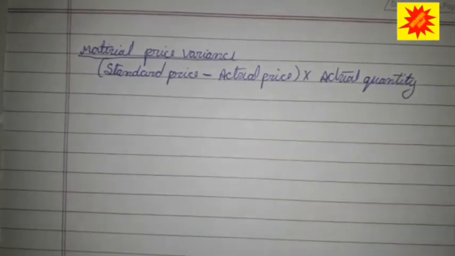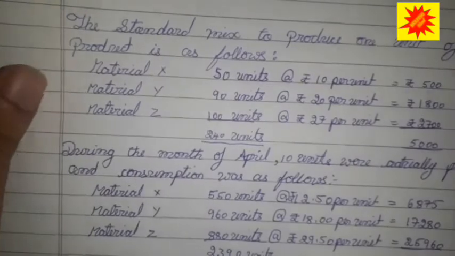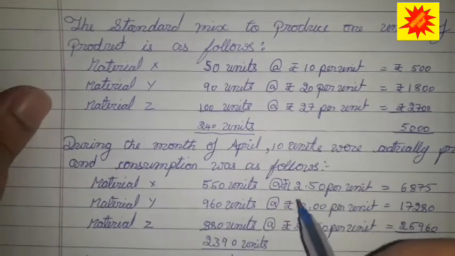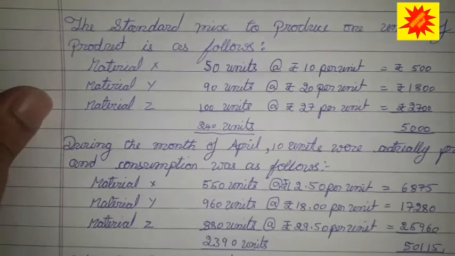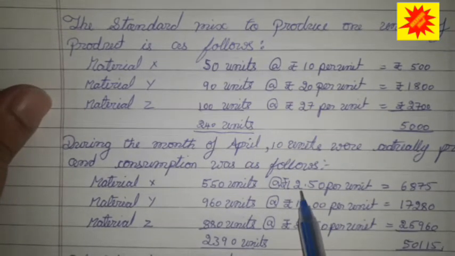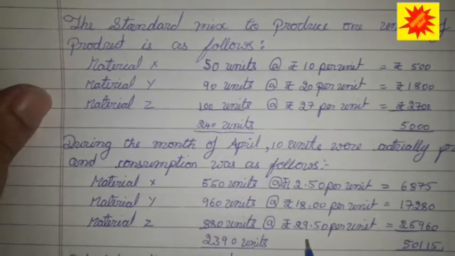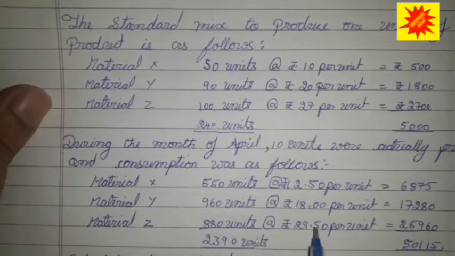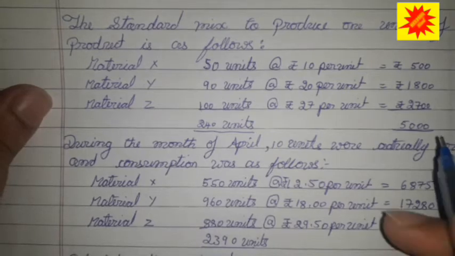So when we see this question, our standard prices are given to us: 10, 20, 27, and our actual prices are 12.25, 18 and 29.50, right? So the difference between these two will be seen and it will be multiplied with the actual quantity accordingly. So what we do is first we have to see for material X.